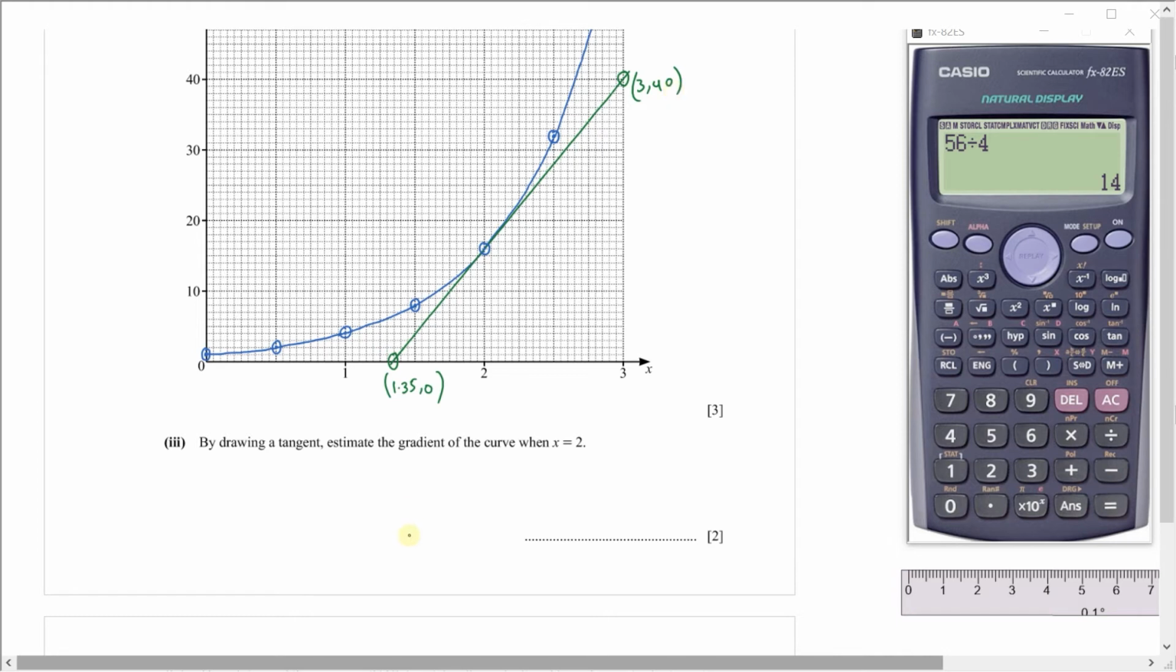So we can calculate the gradient here. Gradient m will be y2 minus y1, so 40 minus 0 divided by 3 minus 1.35. So this would be 40 divided by 3 minus 1.35, which is 1.65. So 40 divided by 1.65 is 24.2, which will be your gradient here. So this is within the range given in the marking scheme, which was 18 to 27. So any value between 18 to 27 will be correct for this part.